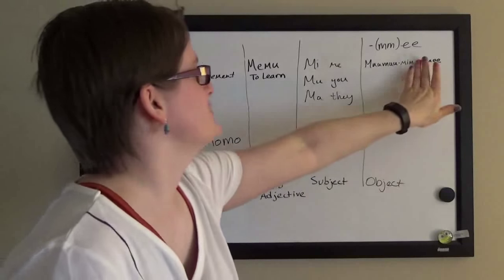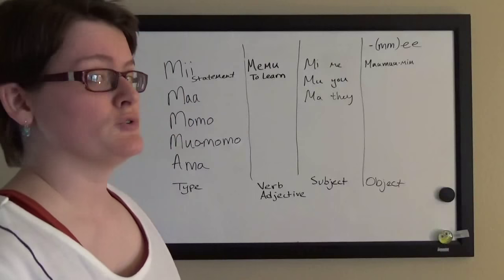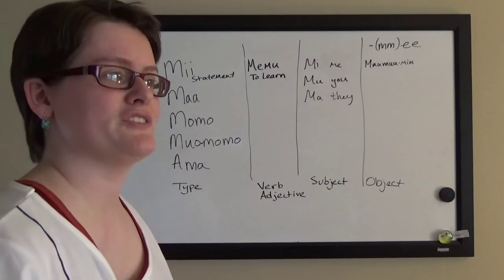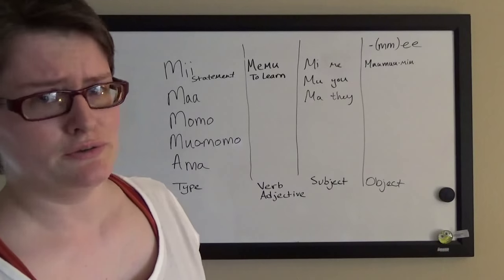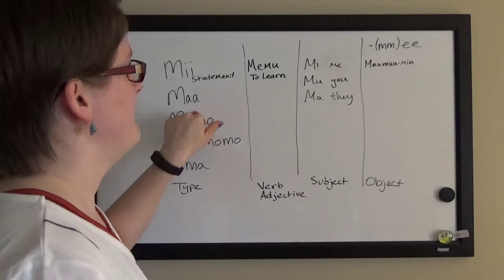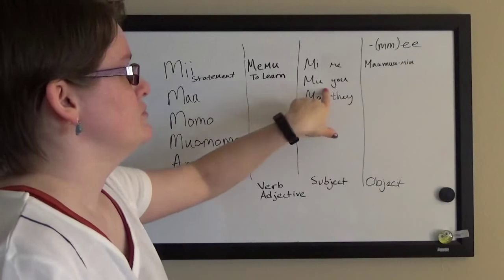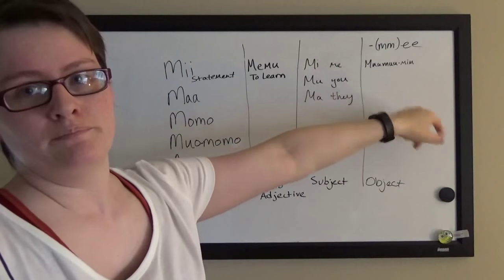So you can leave this part off and just say, I am learning, or are you learning? Because you won't say, is the language learning you? No, we can say, ma, memu, mu, moomoomim.